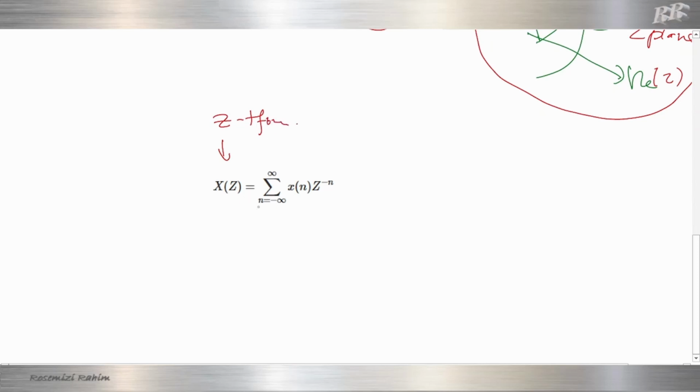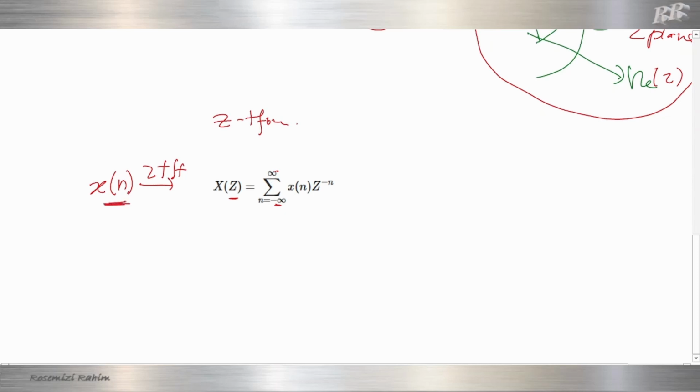X(z) equals the summation from n equals minus infinity to infinity of x[n] z^(-n). Let's say we have our discrete time signal x[n] that we want to transform. We can use this equation, X(z), capital letter Z for the Z transform, equal to the summation from n equals minus infinity to infinity.